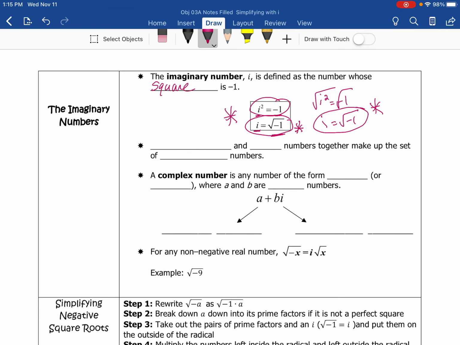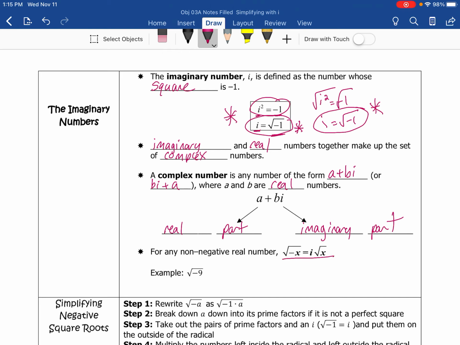It's an imaginary. Okay, so imaginary and real numbers together make the setup of what is called complex numbers. So a complex number is any number of the form a plus bi, or you could do bi plus a, where a and b are real numbers, okay? And so a complex number has two parts. It has a real part and an imaginary part, okay?